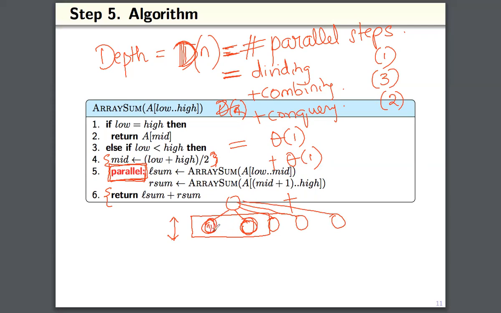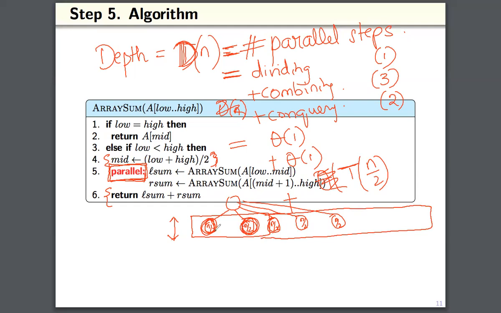This is also of size n by 2, n by 2, n by 2, n by 2. The parallel running time here is just one T of n by 2, because whether you run one subproblem or 2 subproblems or 3 subproblems in parallel, it does not matter. The parallel running time won't change. Does this make sense? Yes. So here you are only concerned with this parallel running time, the depth.